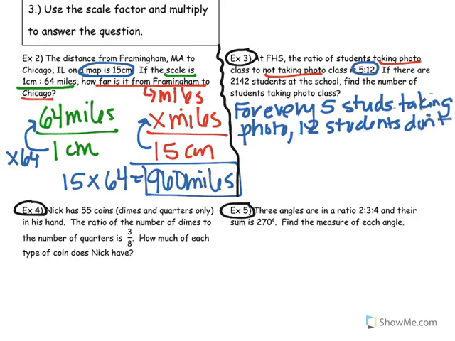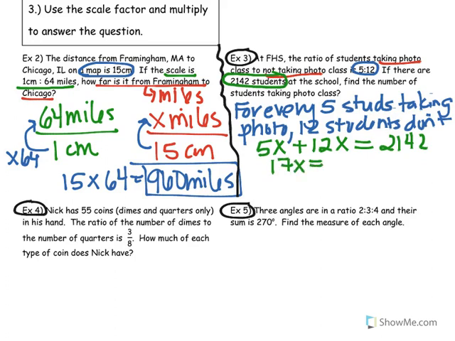What's different about this problem is the information they're giving me to help solve, 2,142, is a total number of students at the school, okay? I don't actually know how many students are taking photo class and how many aren't, but I know for every 5 students, 12 students aren't taking photo, okay? So what we can actually do is set up an equation. I can say that 5 times some number and 12 times some number will get me to 2,142 students, okay? And then we can just solve this equation from here.